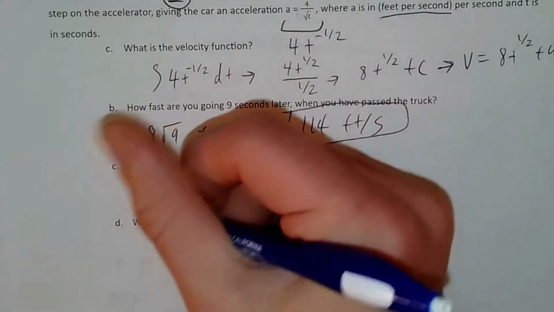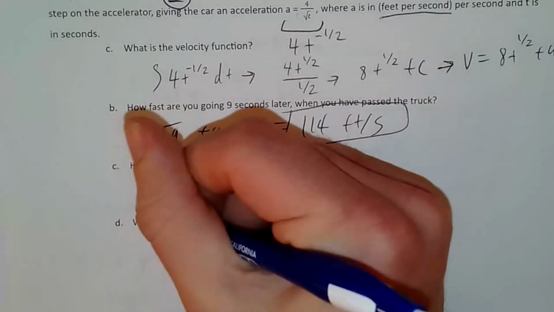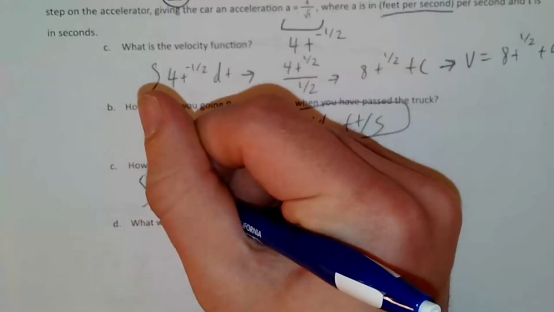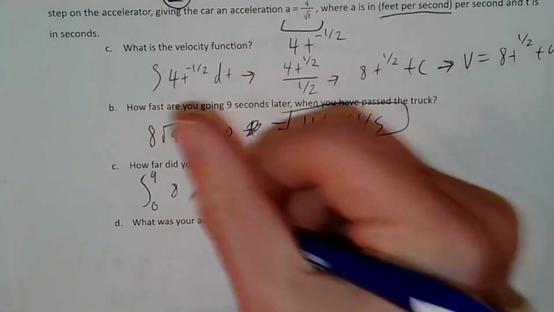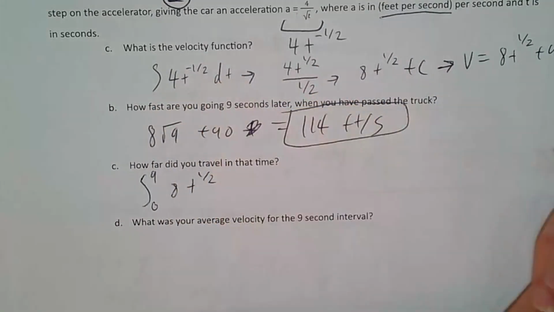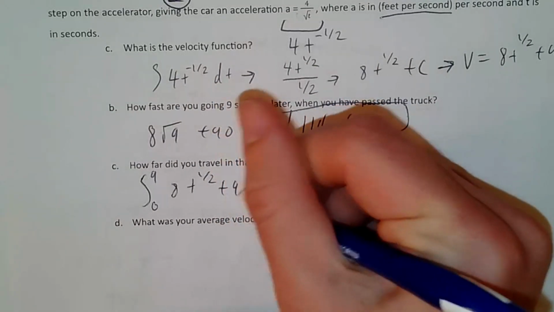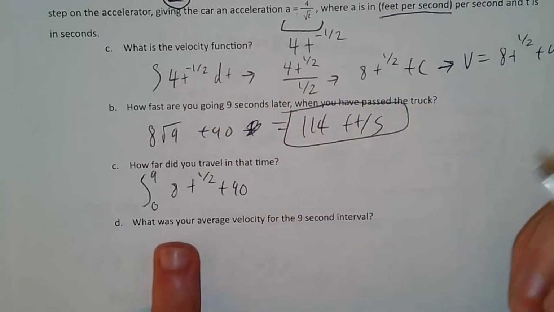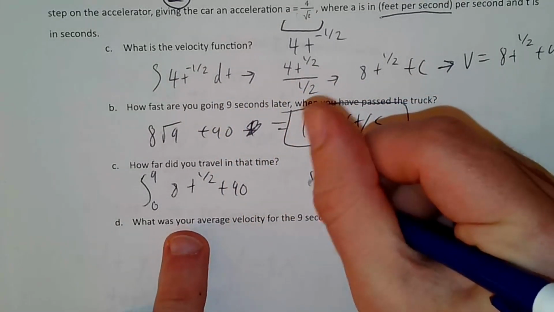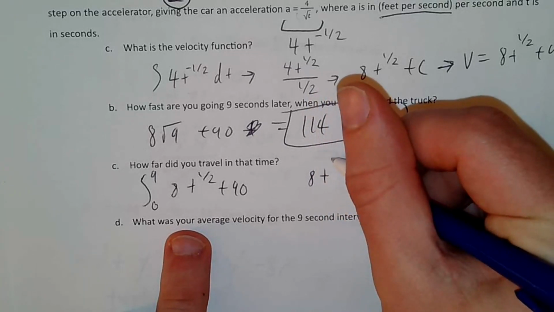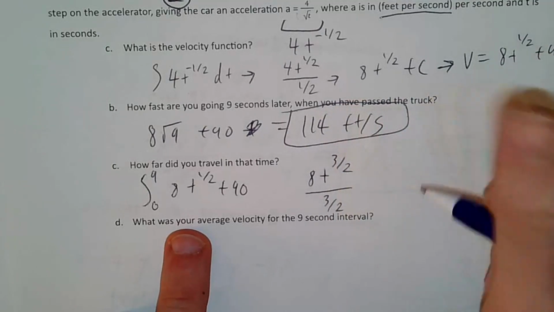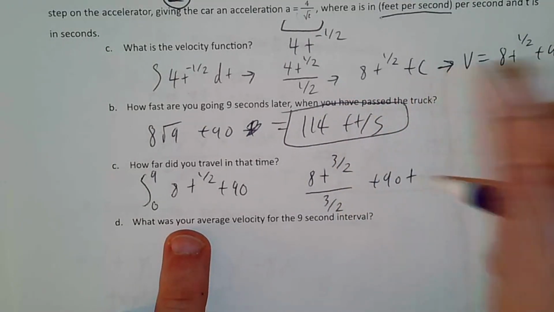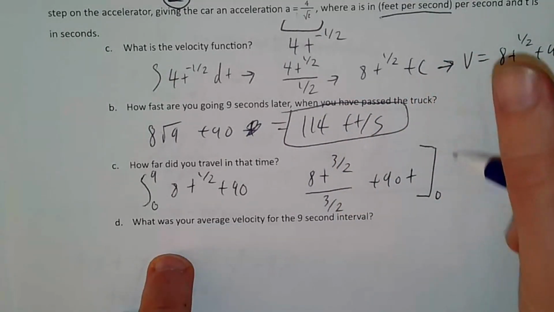But this time it's going to have bounds to it. It's going to be definite because it's from 0 seconds to 9 seconds of 8t to the 1/2 plus 90. Okay. So the antiderivative of this is 8t to the 3/2 over 3/2 plus 90t, all that from 0 to 9.